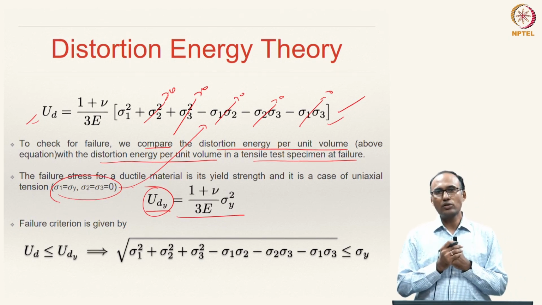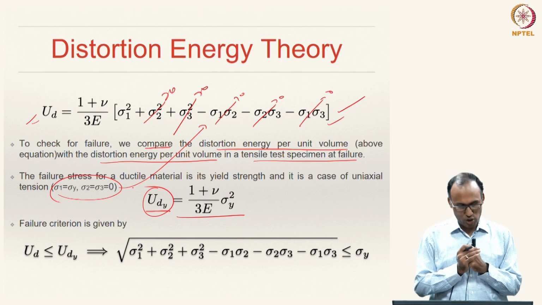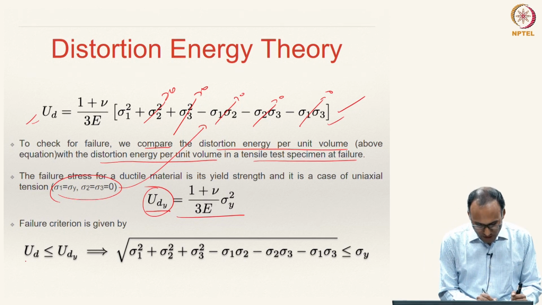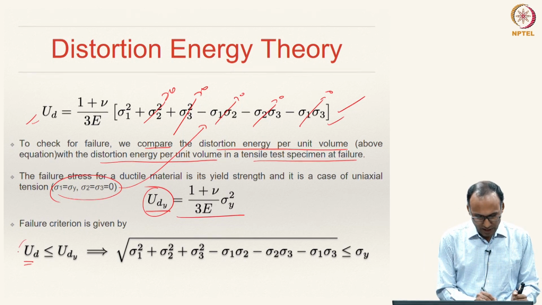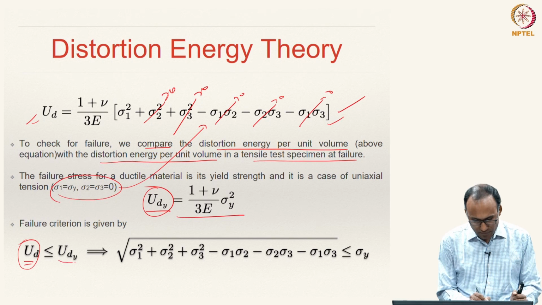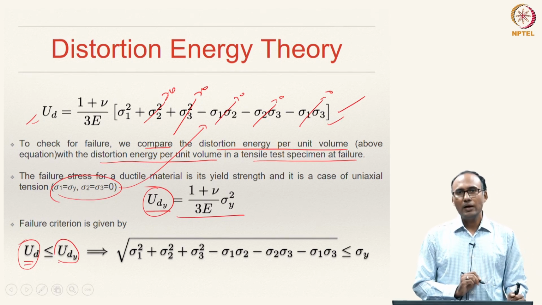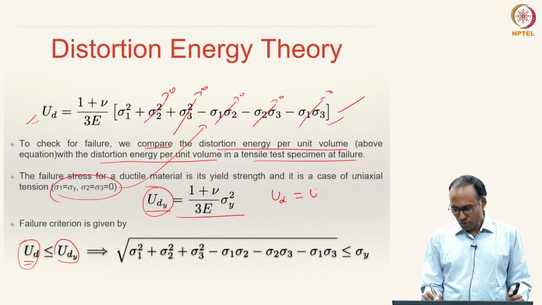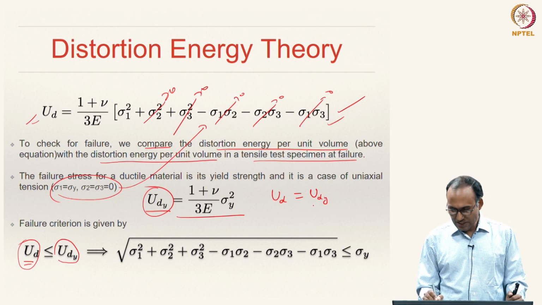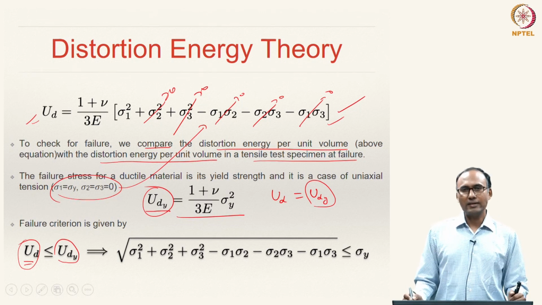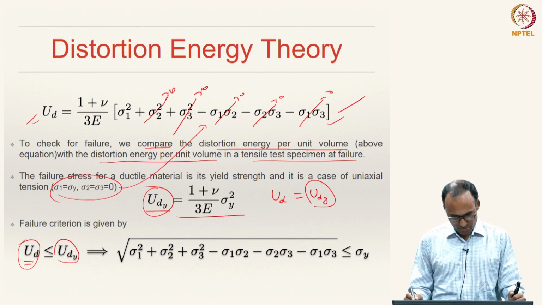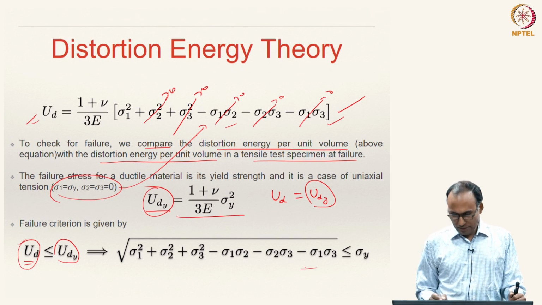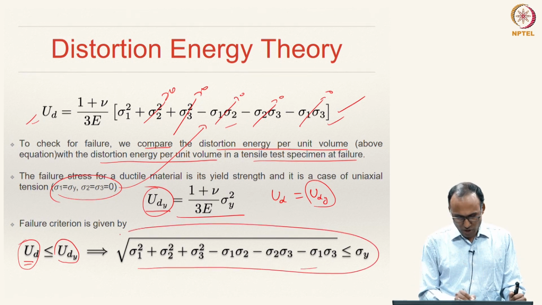That is the failure theory, the statement of distortion energy theory. The material is safe as long as the distortion energy stored in the material under a complex state of stress is less than U_dy, and failure happens when U_d becomes equal to U_dy. U_dy is the distortion energy at the yield point for the uniaxial tension specimen. You equate these two, and this is our statement for distortion energy theory.